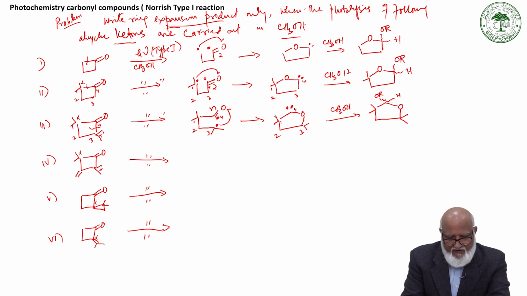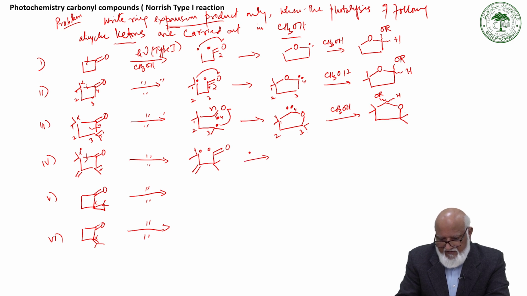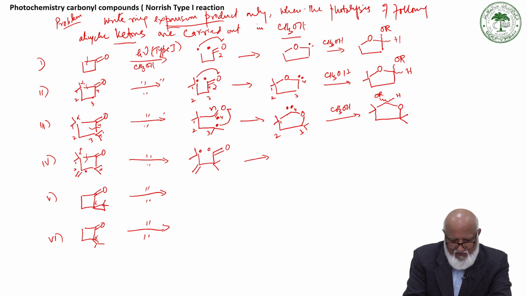Now again here it is dimethyl. Both the alpha carbons have dimethyl substitution, so there will be a preferential cleavage. We can cleave this or this, any of these, so we end up with a radical here and then there is a double bond. Let us give the numbers 1, 2, 3, 4. Now this is going to attack on this.